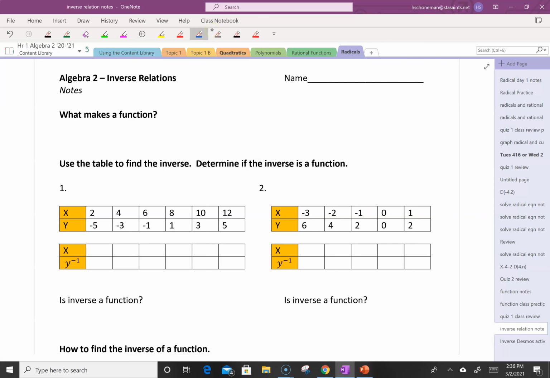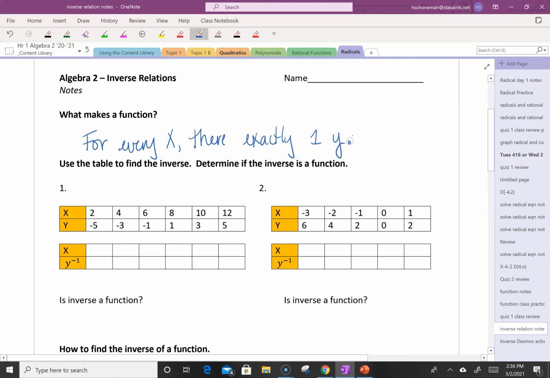And then once we find the inverse, we're going to determine if the inverse, this new thing that we just found, is a function. Well, how do we know if it's a function? Well, if it's a function, for every x, there is exactly one y. Okay? So that's how we know if something's a function.